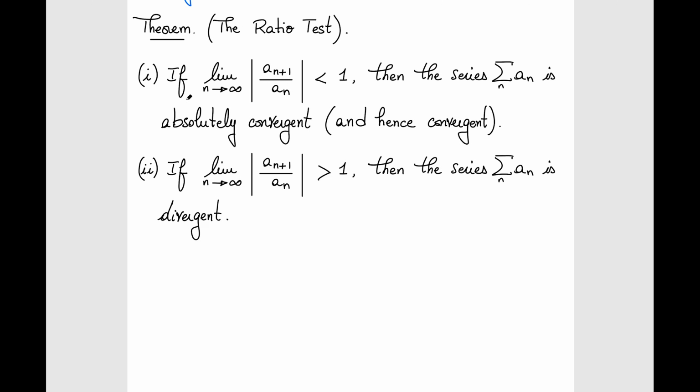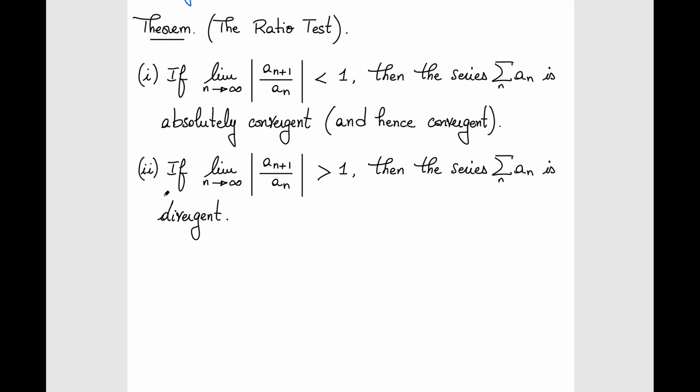It says the following: if the limit as n goes to infinity of the absolute value of this quotient, and what's this quotient? It's the n plus first term of the sequence divided by the nth term of the sequence. If the limit of the absolute value of this quotient is smaller than 1, then the theorem is telling us that the series is going to be an absolutely convergent series. And remember from the previous section that every absolutely convergent series is actually convergent. So we get this for free in some sense.